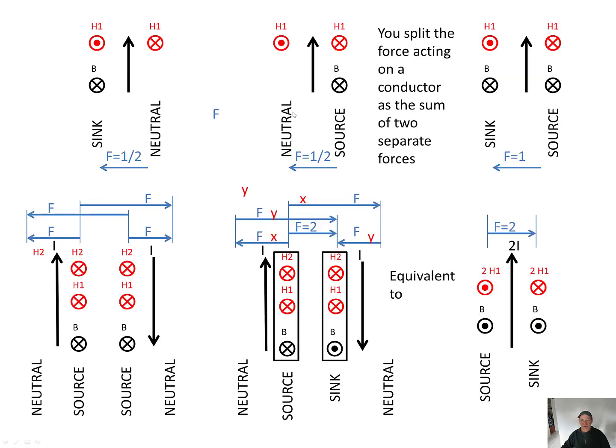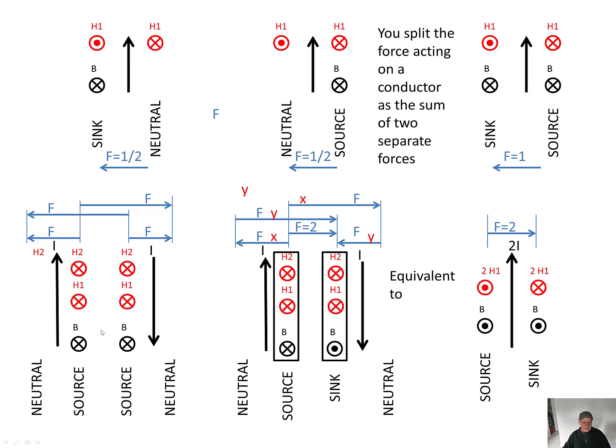Okay, here's some examples. If you take a current carrying conductor in an external B field, you experience a force from right to left. But you can split this into two parts. You can first just show the B field on one side, and the force here is from neutral to the sink, which is half strength. And you can also show that the B field on the right is from source to neutral, also a half, and the two together are equivalent to 1.